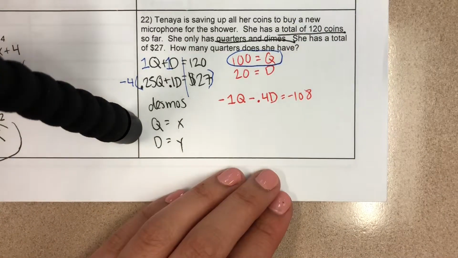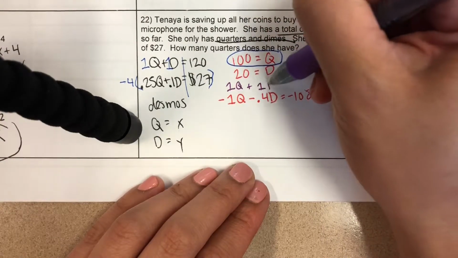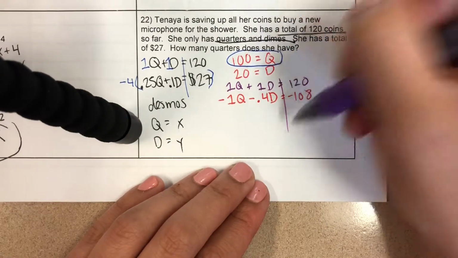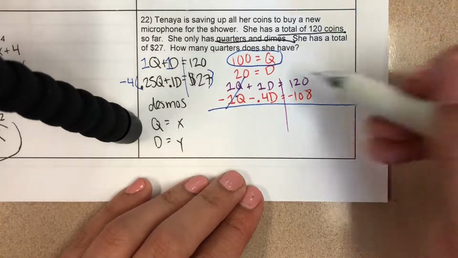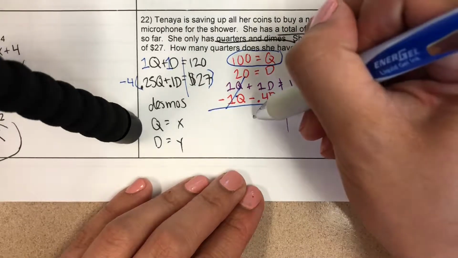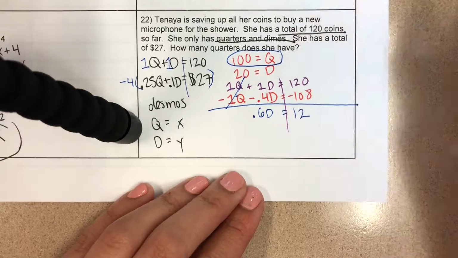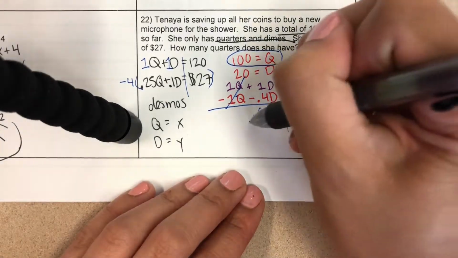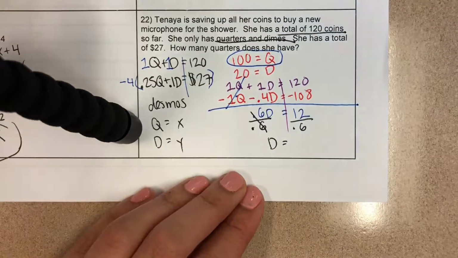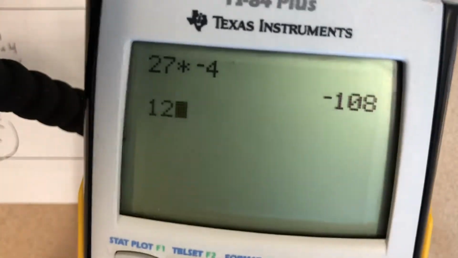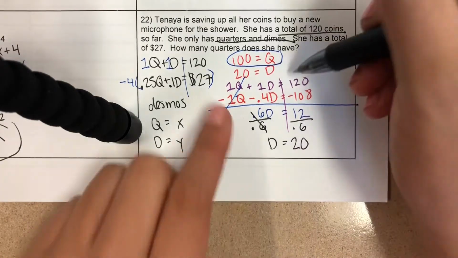And now I can drop down my other equation. Right here I have 1Q plus 1D equals 120, and now I can eliminate. This is the purpose of eliminating the Q's. 1 minus 0.4 is going to give me 0.6D, and then 120 minus 108 is going to give me +12. To get D by itself, let's divide by 0.6. 12 divided by 0.6 is 20. So my D value is 20, which I have up here.